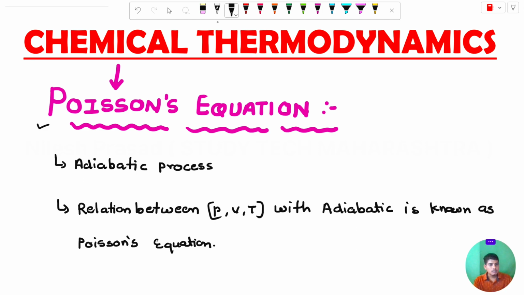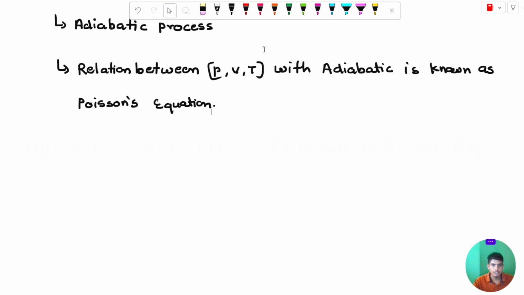Okay, there are some conditions for the Poisson equation. What are the conditions for the Poisson equation? There are three main conditions. You can write down the conditions of the Poisson equation. The first condition is that the process should be adiabatic. Adiabatic process should be there, correct? This is the first condition.